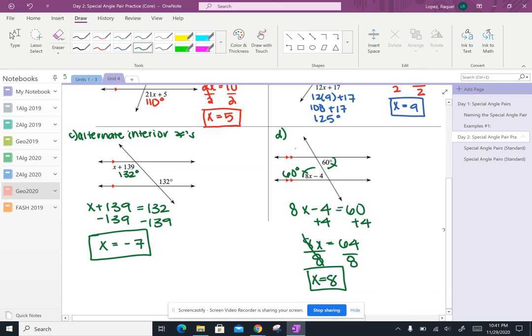If we're trying to find all of the other angles, remember that they are either supplementary or congruent to each other. So that means this angle must be 120. This angle is also 120. This is 120, and this last angle is 60 degrees.